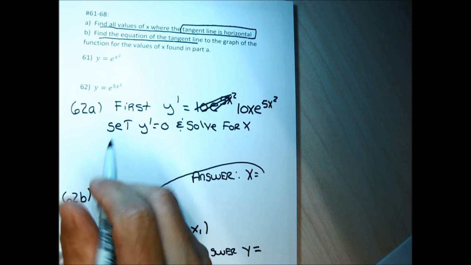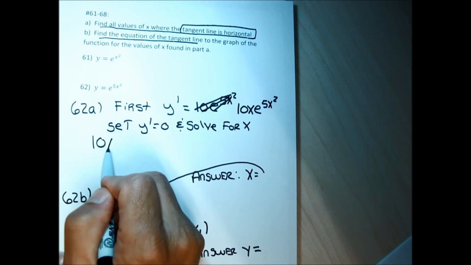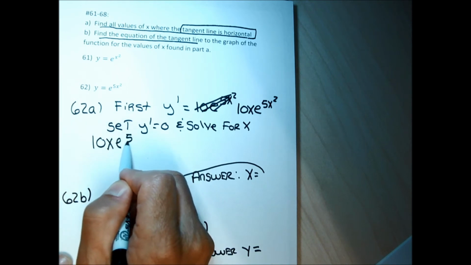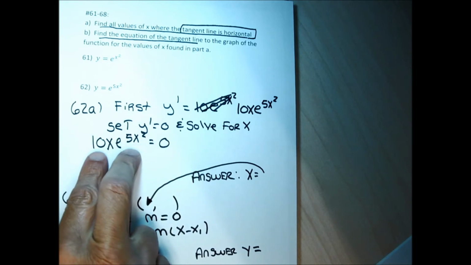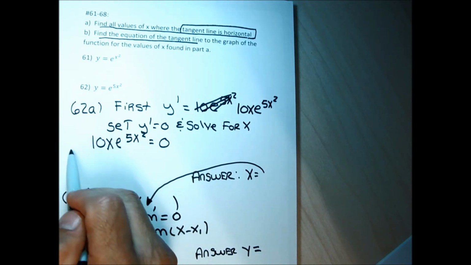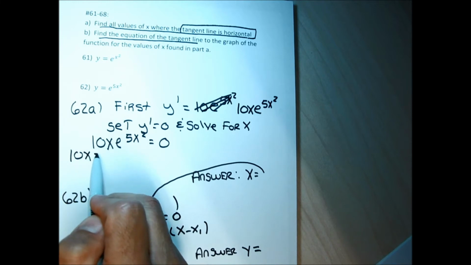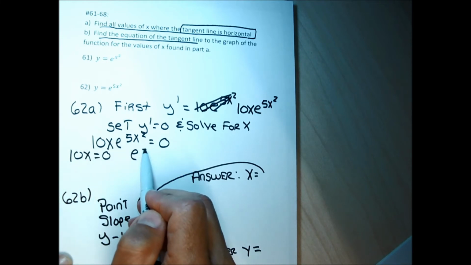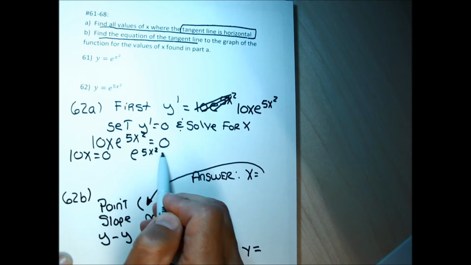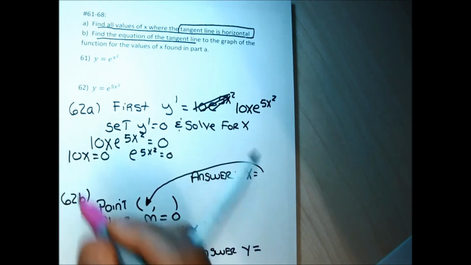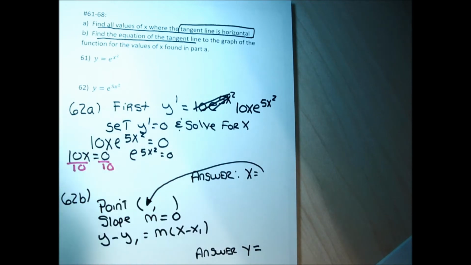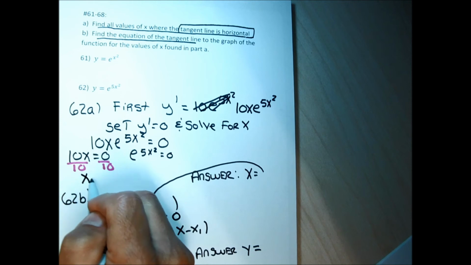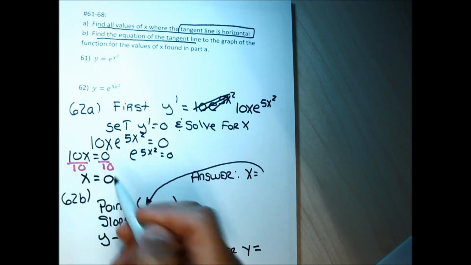So first I'm finding y prime. Second, I'm setting y prime equal to 0. So I'm going to go 10x times e to the 5x squared equals 0. This is factored, or it's a product here, and so I'm going to set each of the factors equal to 0. I'm going to go 10x equal to 0 and e to the 5x squared equal to 0. For the 10x equal to 0, I just divide both sides by 10. On the left side, the 10's cancel. I'm left with an x. On the right side, any fraction with 0 in the numerator is equal to 0.